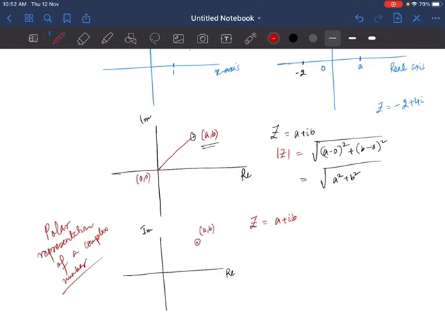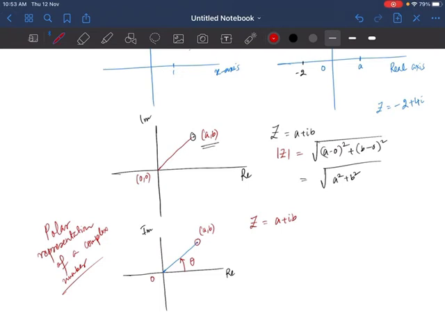Now after marking that point (a, b), just in here we have the origin, and I will draw a straight line from the origin to this point (a, b). This blue straight line makes a certain angle with the real axis. What angle it is making with the real axis, I will signify that angle to be theta.